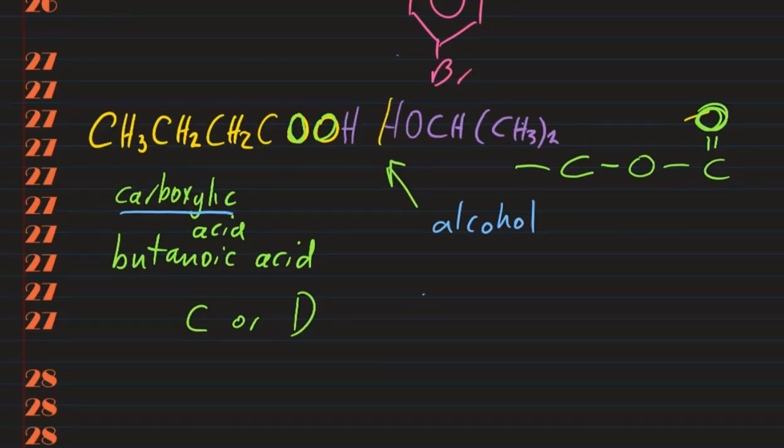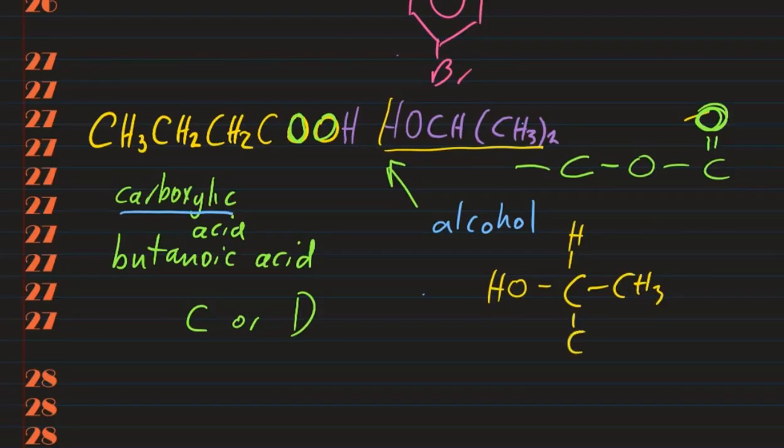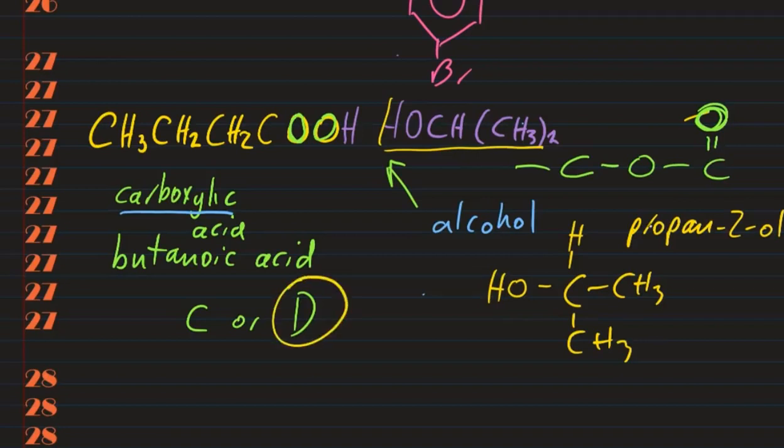So what's the name of this alcohol here? I have to draw it out. CH3-CH(OH)-CH3. Okay, so that's propan-2-ol. Oof, that was tricky. So that's D. 27 is D.